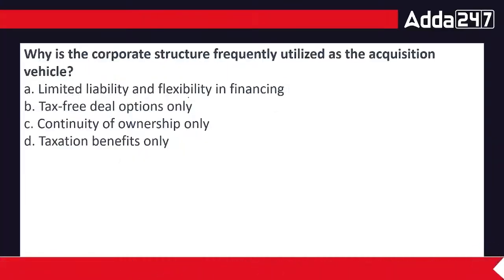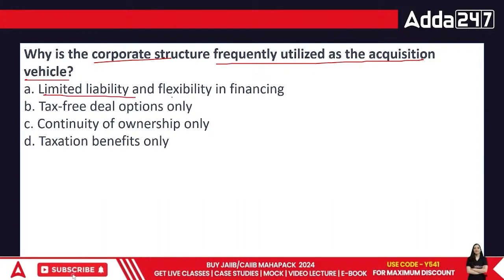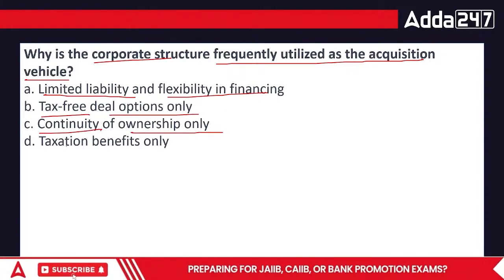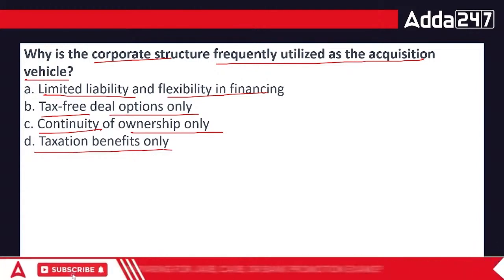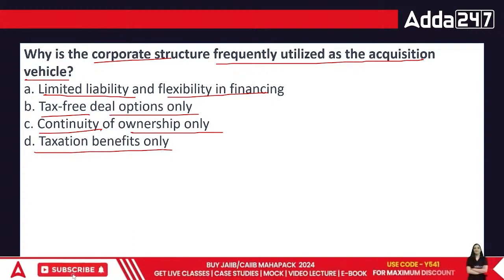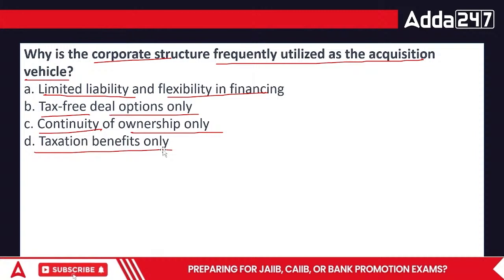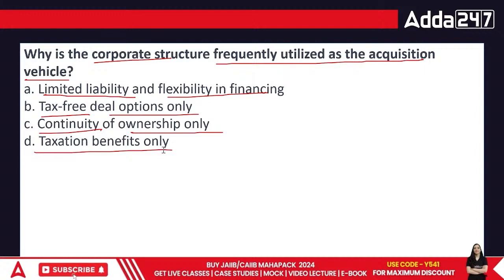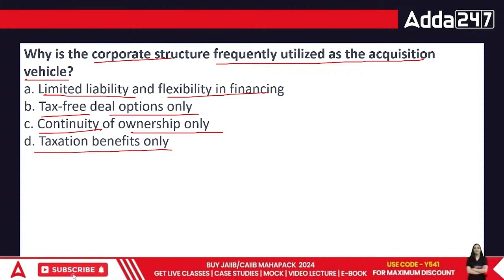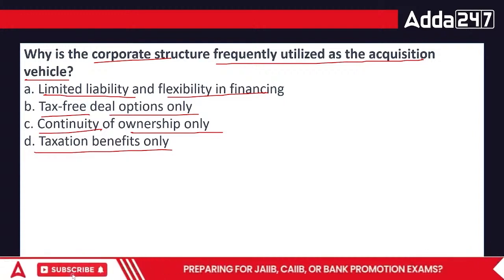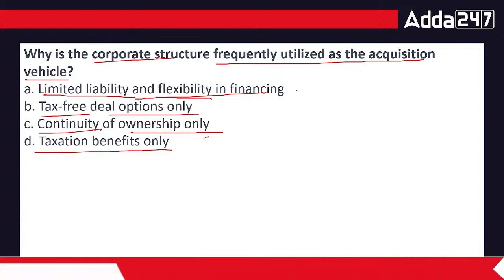Right? Next point. Why is the corporate structure frequently utilized as the acquisition vehicle? Limited liability and flexibility in financing, tax-free deal options only, continuity of ownership only, or taxation benefits only. Corporate structure is basically the organization structure which we are talking about, and once we change the restructuring and other things, then obviously this is something which changes, you know. So why is this particular thing done when we're talking about acquisition vehicle? In terms of acquisition vehicle, the correct answer here would be limited liability and flexibility in financing. That's the answer.